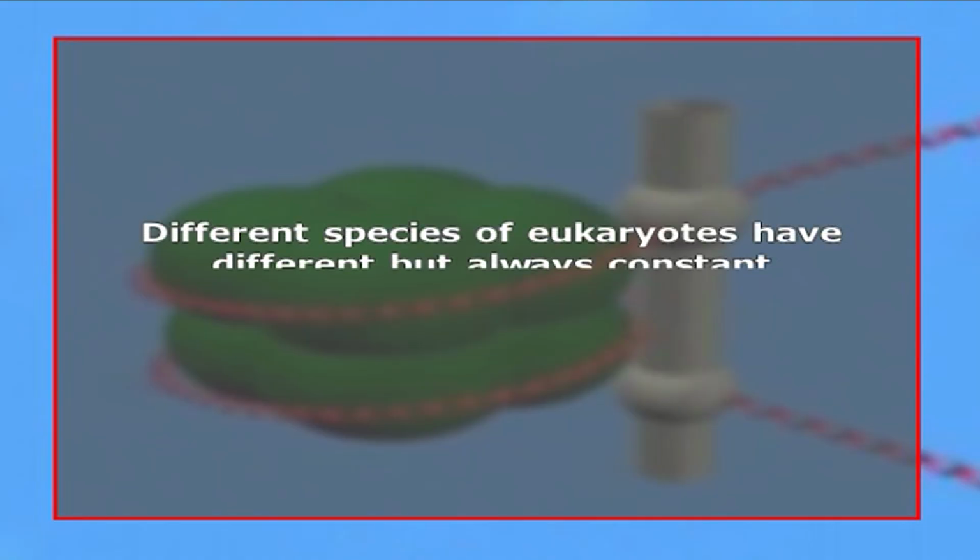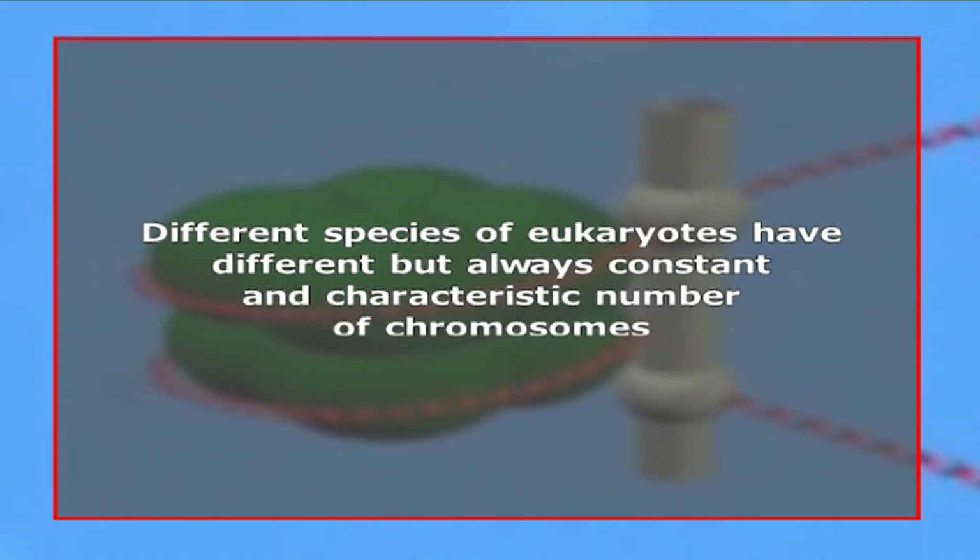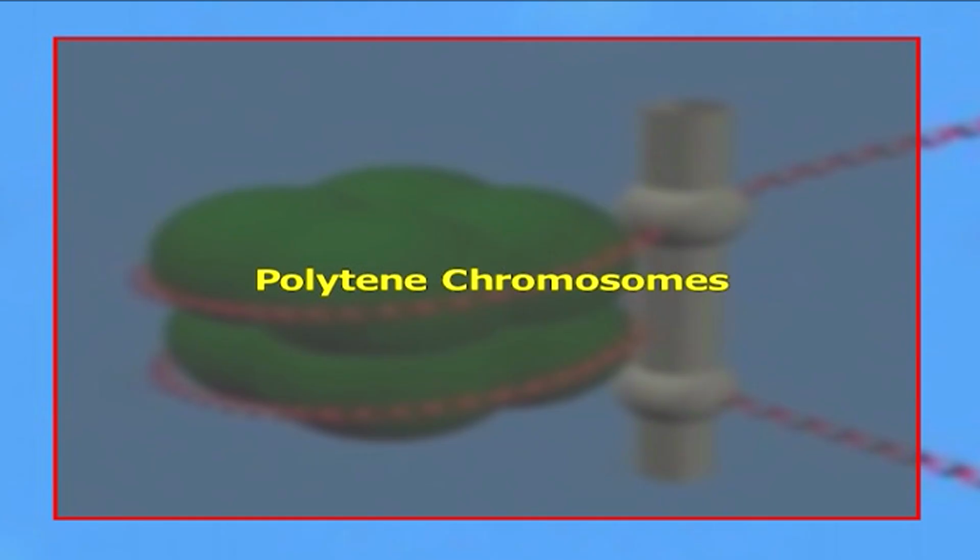Different species of eukaryotes have different but always constant and characteristic numbers of chromosomes. In eukaryotes, nuclear chromosomes are packaged by proteins into a condensed structure called chromatin. This allows the very long DNA molecule to fit into the cell nucleus. The shape of the eukaryotic chromosome is changeable from phase to phase in the continuous process of cell growth and cell division.